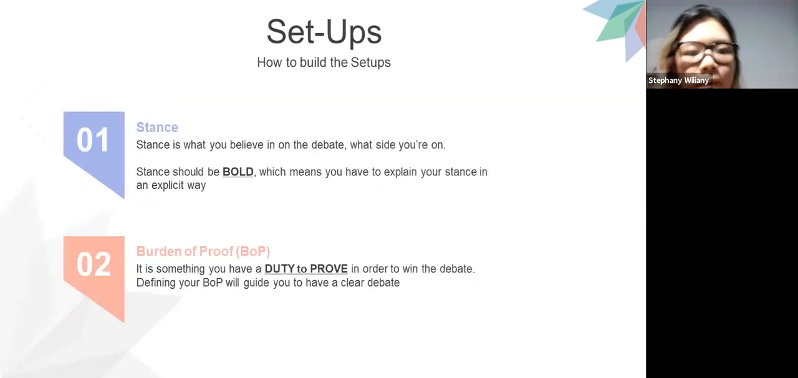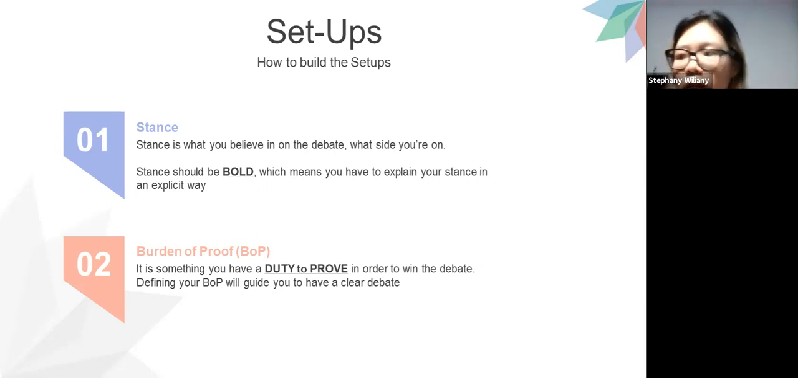So moving on. In the setups, firstly, we have what's called stance. Stance is what you believe in on the debate and what side you're on. It should be bold, which means that you have to explain your stance in a very explicit way.